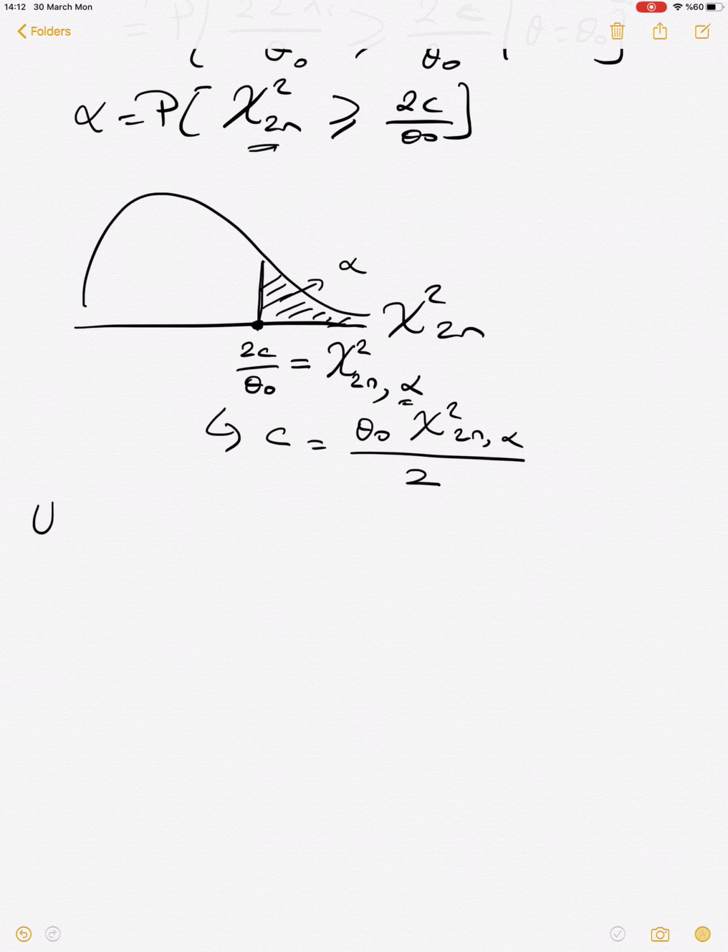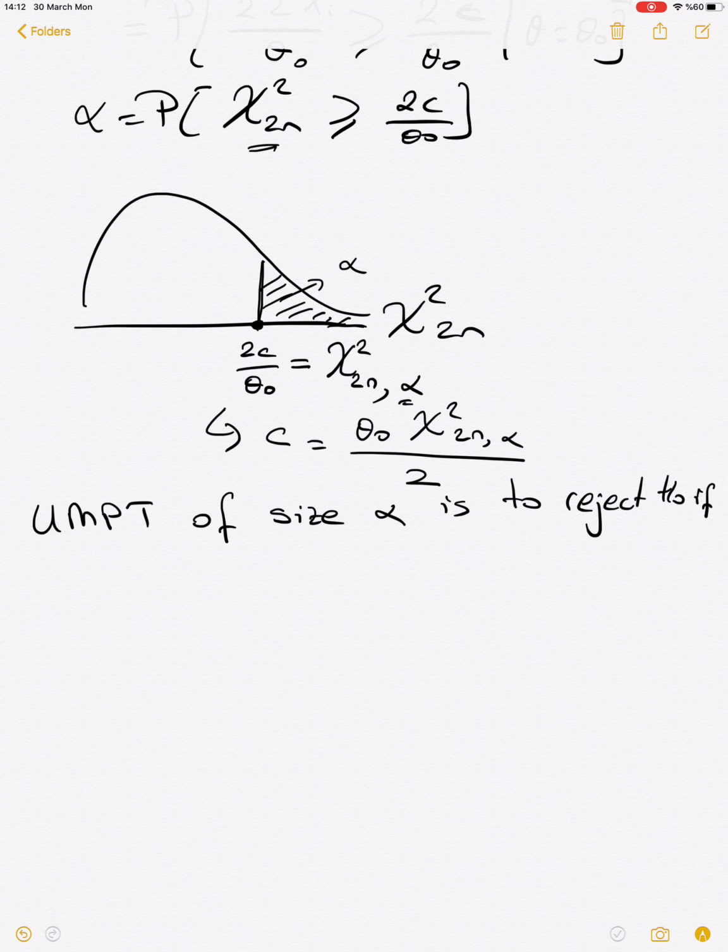So our UMP test of size alpha is to reject H0 if summation xi, i from 1 to n, is greater than or equal to C. What is that? Theta 0 chi-square 2n alpha over 2. So this is our test. So after finding our test, the rejection region is now defined by the test. It does not depend on theta 1 or any value in the alternative hypothesis. So this is our uniformly most powerful test. After that, we can calculate the power of the test. So it's exactly the same as the example that I showed for the most powerful test case. Okay.